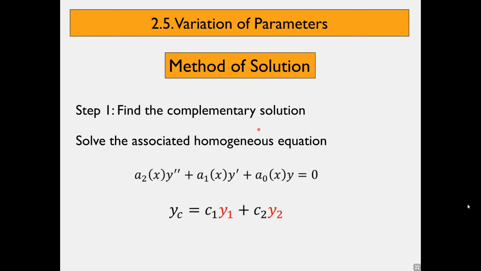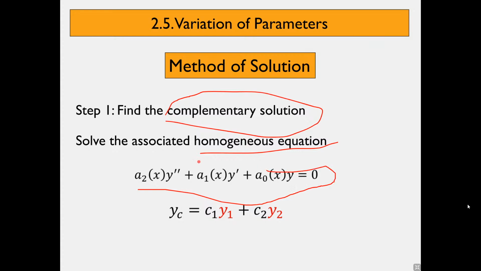So now the method of solution, variation of parameters, involves two parts. One, first you have to find the complementary solution. The complementary solution involves y1 and y2. In order to find the complementary solution, you have to solve the homogeneous differential equation. This is the homogeneous differential equation. It can be constant coefficient or Cauchy-Euler: a2 y double dash plus a1 y dash plus a naught y equals 0.